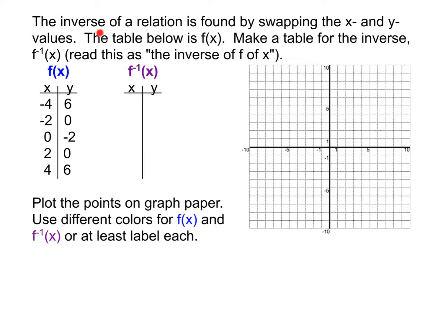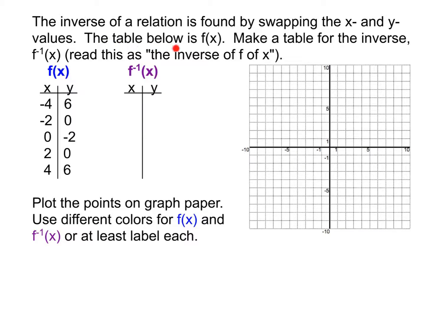We're told here that the inverse of a relation is found by swapping the x and y values. That is the most fundamental concept behind the inverse that there is. And you're going to find that everything else we do is basically some sort of a variation on that same theme of swapping the x and y's. Now, we're going to start with a hopefully fairly straightforward example here.